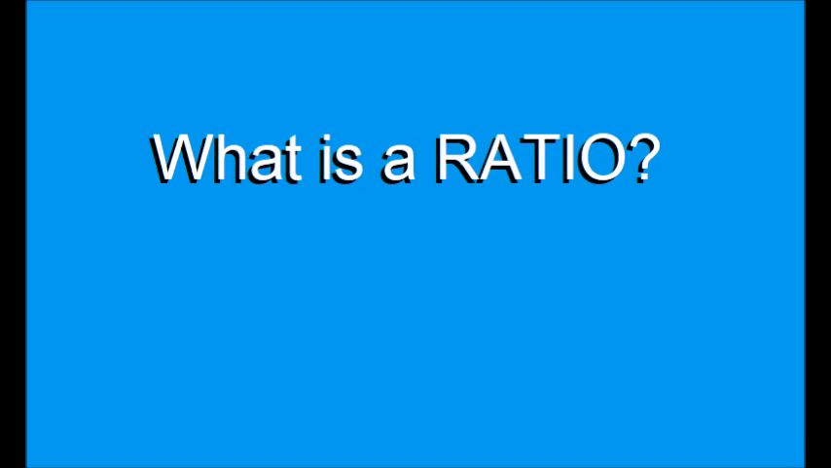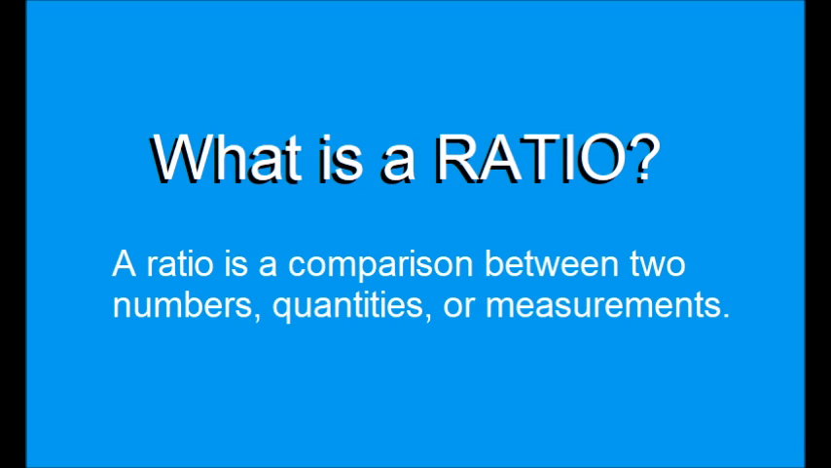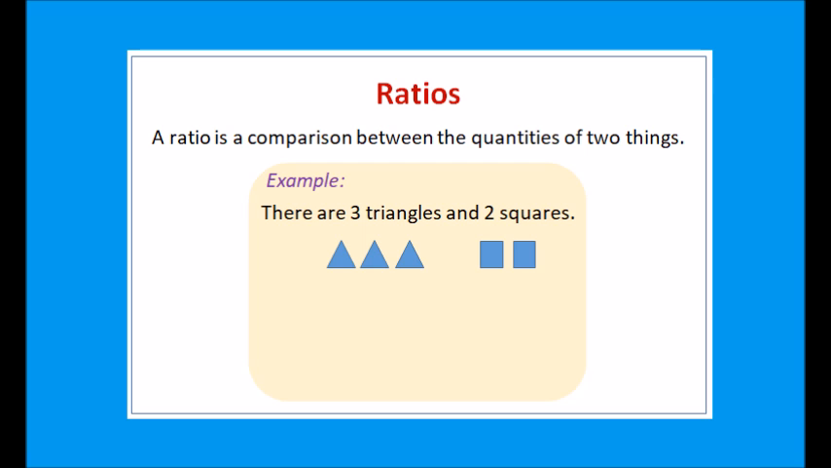What is a ratio? A ratio is a comparison between two numbers or quantities or measurements. For example, if we have three triangles and two squares, and we want to compare the number of triangles to the number of squares, we could say that there is a ratio of 3 to 2 using a colon in between them, 3 to 2 with the word "to," or we could say 3 over 2 as a fraction.